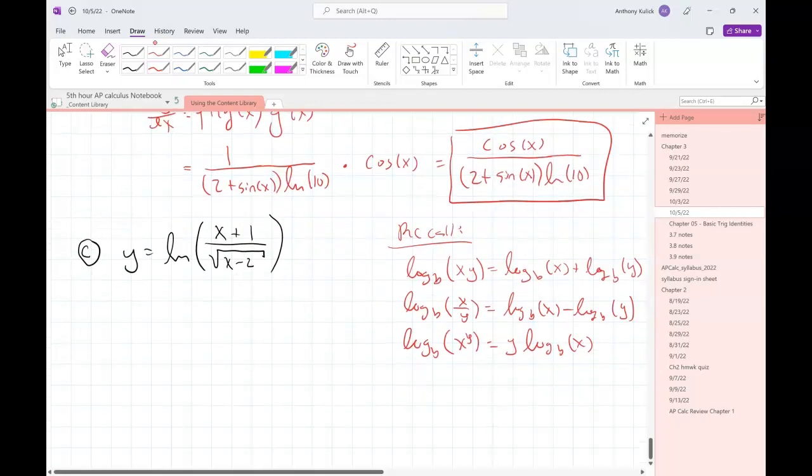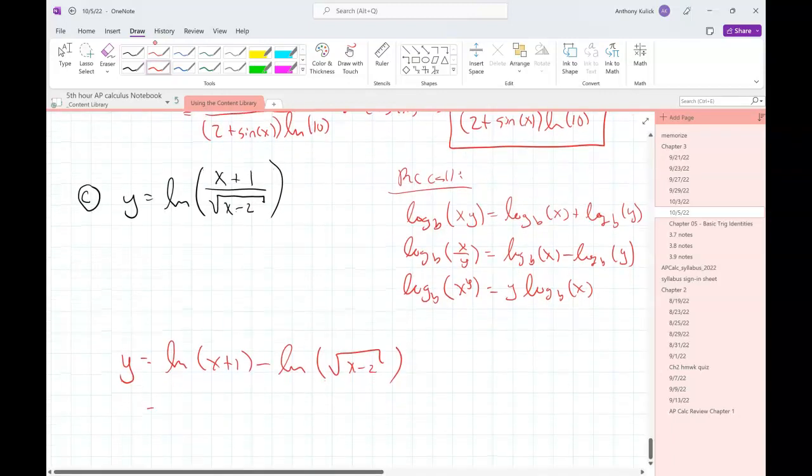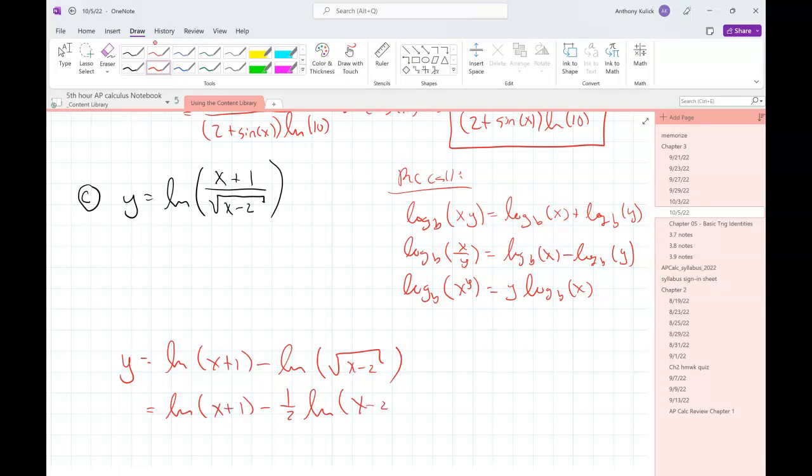So my first order of business is to rewrite this as an expansion of logs, right? Do you remember the order that we want to do these properties in? Quotient, product, power when we're expanding a logarithm. So applying the quotient property, I'd have this. Remember that a square root is the same as an exponent of 1/2. Everybody's okay there?